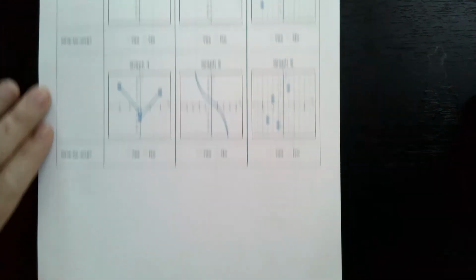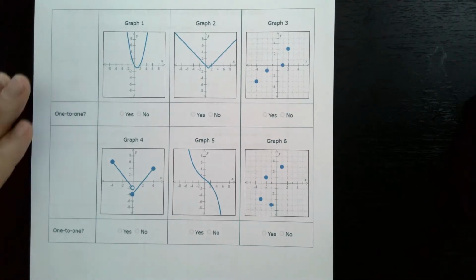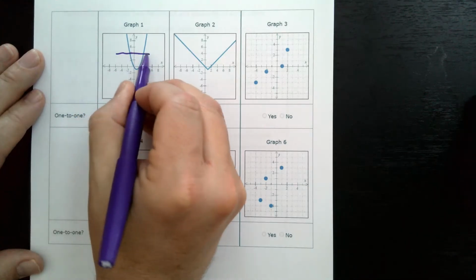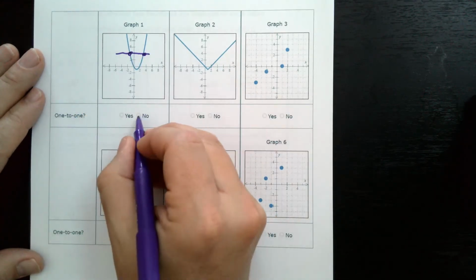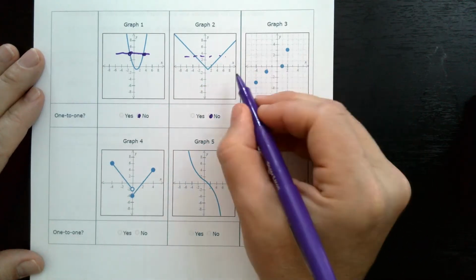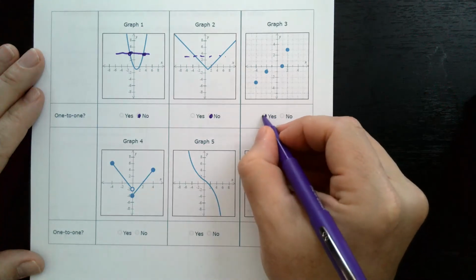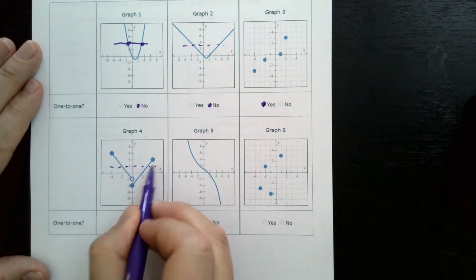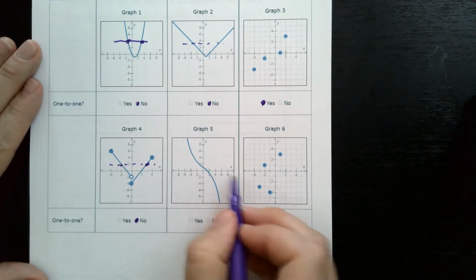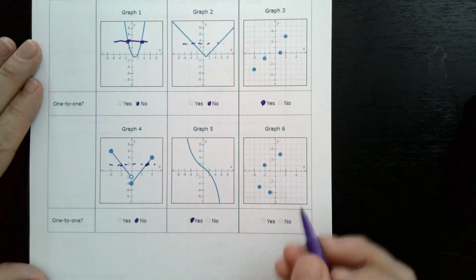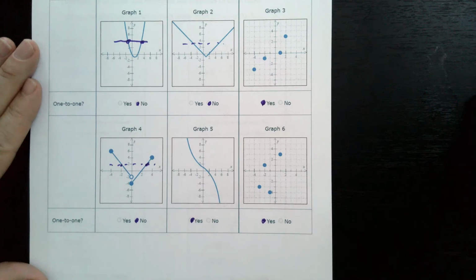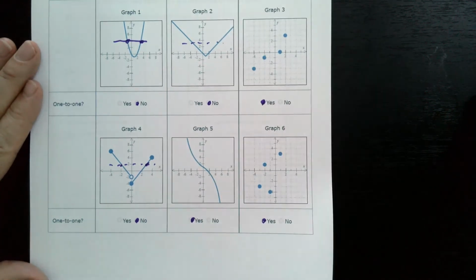Let's look at a few more. Assuming that all these are functions, we're only going to look at the horizontal line test. This one you can draw a horizontal line and hit twice, so that's a no. Here you can hit twice, so that's a no. You can't hit twice if you go horizontally here, so that's a yes. You can hit twice here, so that's a no. You cannot hit twice going this direction on this one, so that's a yes. And you cannot hit twice going this direction, so that is a yes. So that's the horizontal line test.